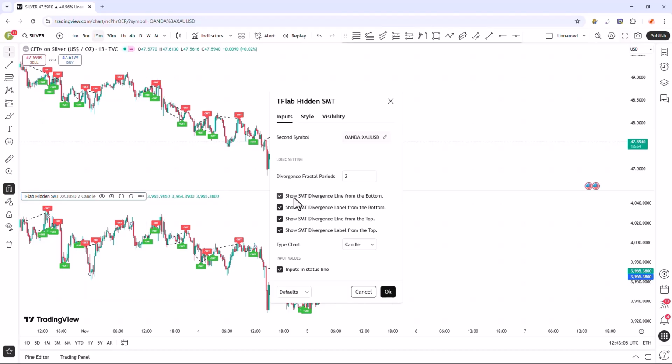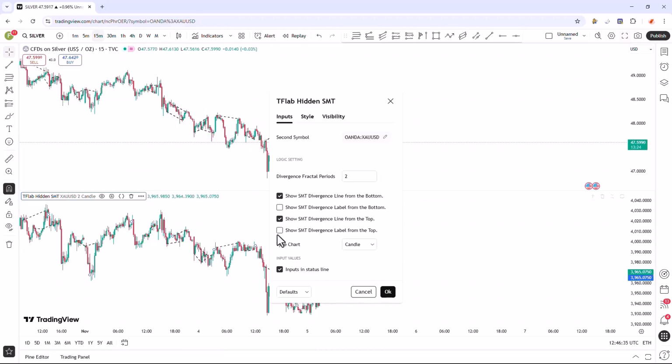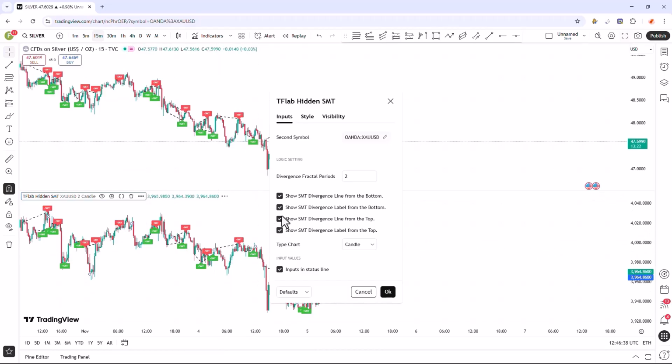In the following section, we can enable or disable the display of the lines for hidden SMT divergences at the bottom, so you can activate or deactivate the display of hidden SMT divergences at the bottom. In the next section, we can also enable or disable the display of hidden SMT divergences at the top, so that their lines are shown or not. Finally, we can enable or disable their labels. Here, you can see that when we deactivate the labels, they are not displayed, and if we deactivate the lines will also be hidden for us.